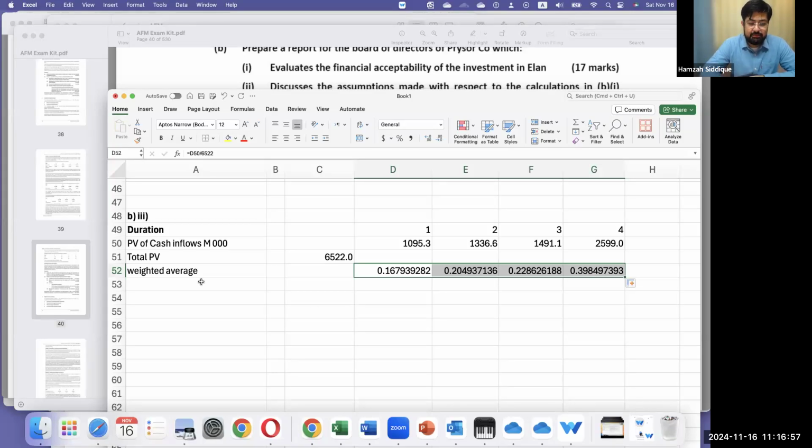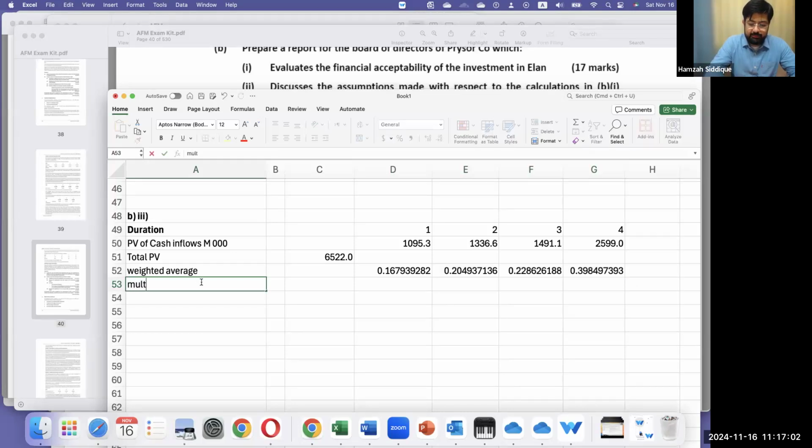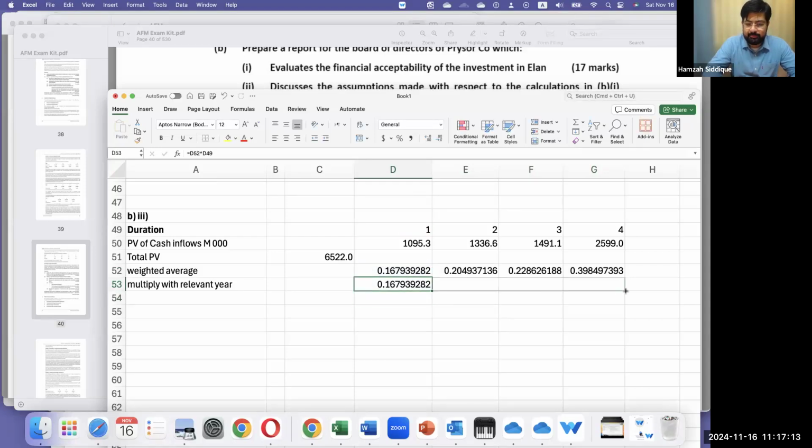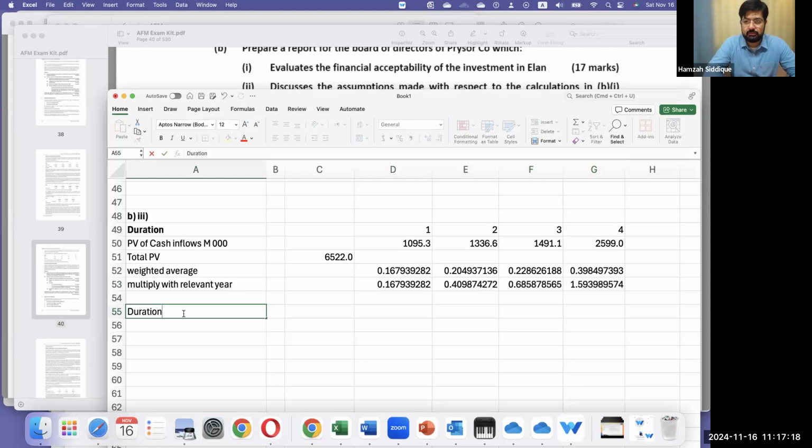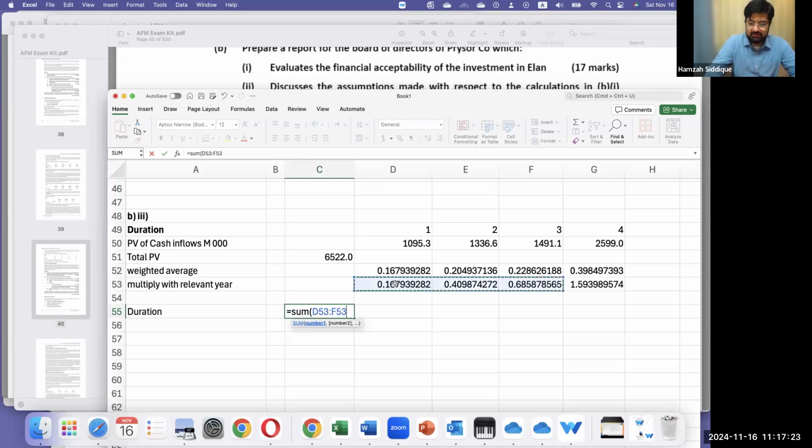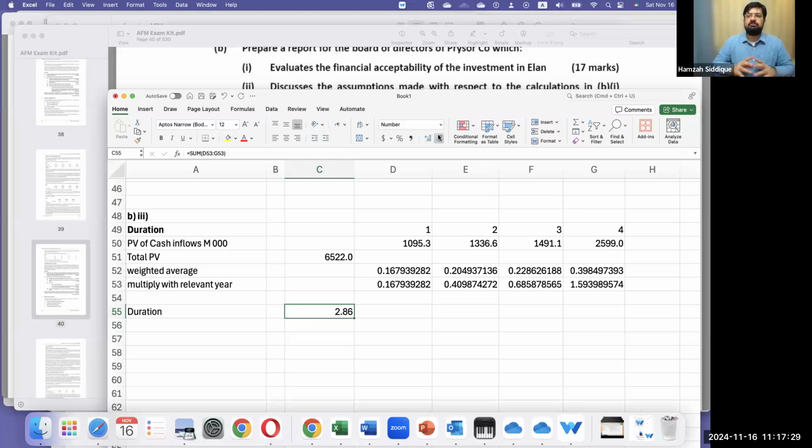The next is, yes, multiply with the relevant year. This into this. Duration. Now sum of all these. $2.86.